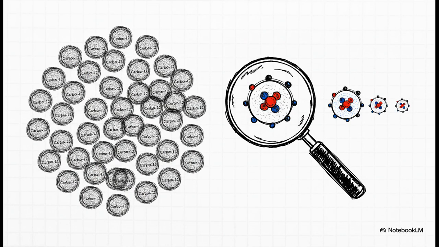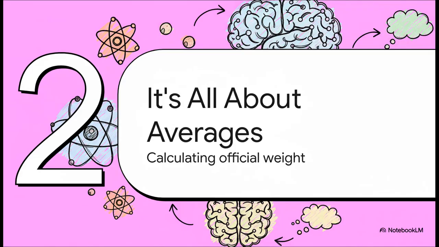So out in nature, you've got two main stable kinds of carbon. The vast majority is carbon-12 with its classic 6 protons and 6 neutrons. But about 1% of all the carbon out there is actually carbon-13, which has an extra neutron, making it just a little bit heavier. Okay, so if you've got these two different weights floating around, how in the world do you get just one single number for the periodic table? It's not as simple as just adding them up and dividing by 2.